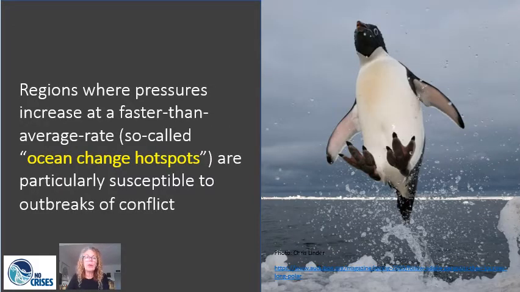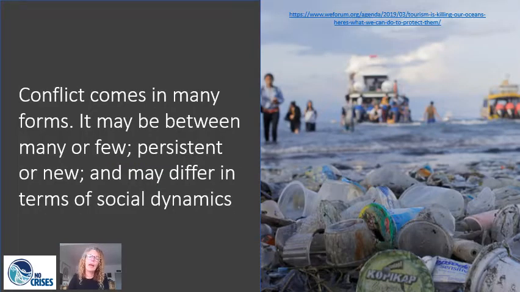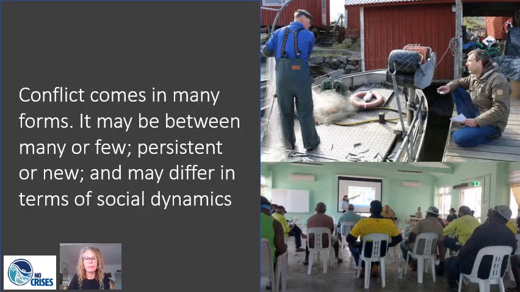Regions where pressures are increasing at a faster than average rate, so-called ocean change hotspots, are particularly susceptible to outbreaks of conflict. The map that's shown there shows you some of the ocean hotspots in terms of fast warming waters. So conflict comes in many forms. It can be between many or few. It can be persistent, or it can be new conflict, and it may differ in terms of the social dynamics that it portrays.